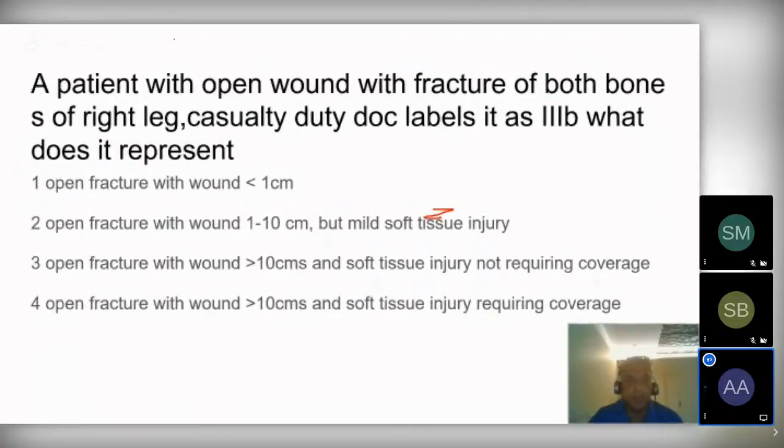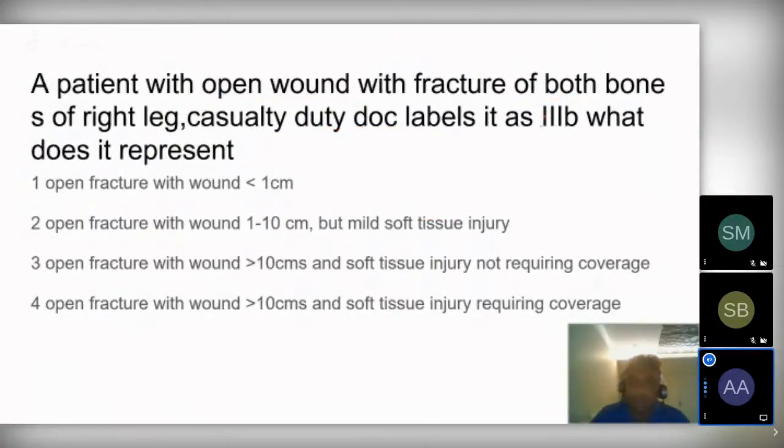See, read this carefully. A patient with an open wound, fracture of both bones, that is tibia and fibula of the right leg. The casualty duty doctor labels that as a 3B. 3B is Gustilo Anderson 3B. What does he mean by that?